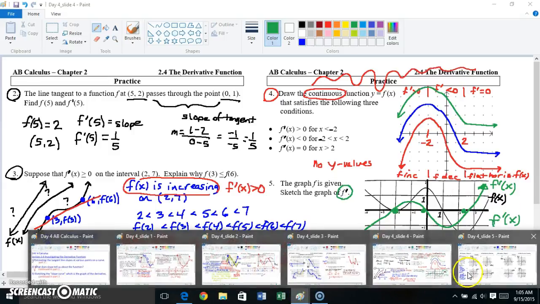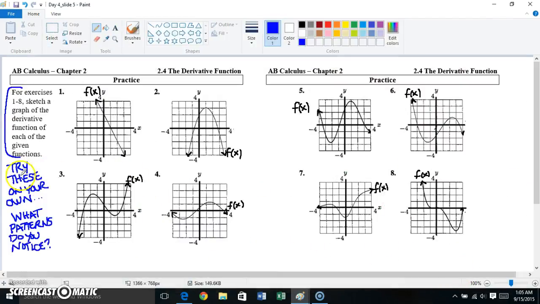Okay, this last page is for you. I want you to try these on your own, drawing the derivative graph, and then I want you to see if you can notice any patterns. Okay, line, parabola, cubic, maybe a sine function, some other various things going on. Okay, find the derivative graphs and have fun with that.